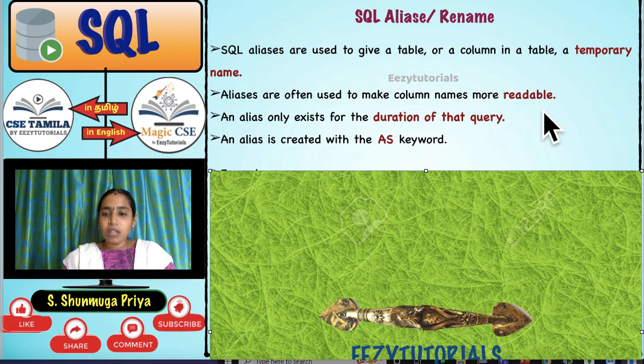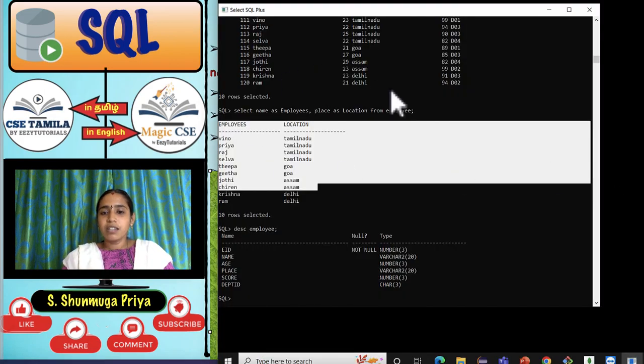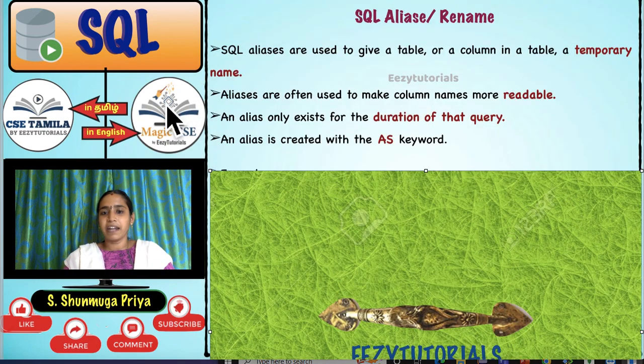So to improve the readability, you would perform this renaming operation with the help of as keyword. This is actually only temporary. Only during the duration of that particular query, this renaming will be working. So in the next instance, it will be working as a normal field name. So then this name will be lasting only for this query duration. This you have to keep in mind. So this is the concept of renaming.